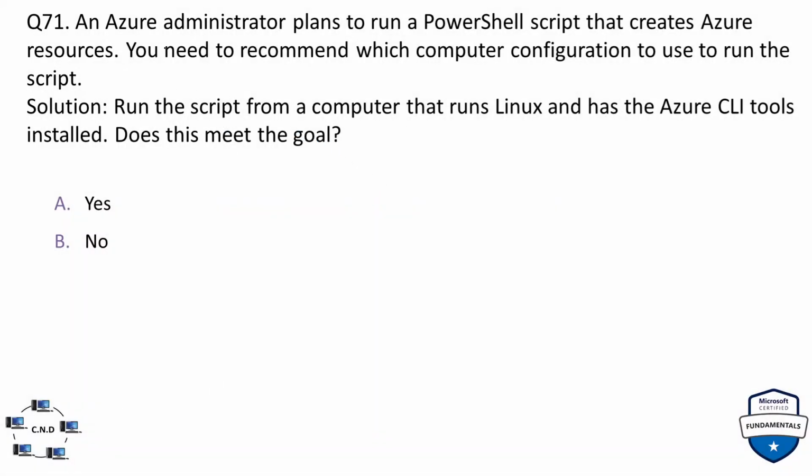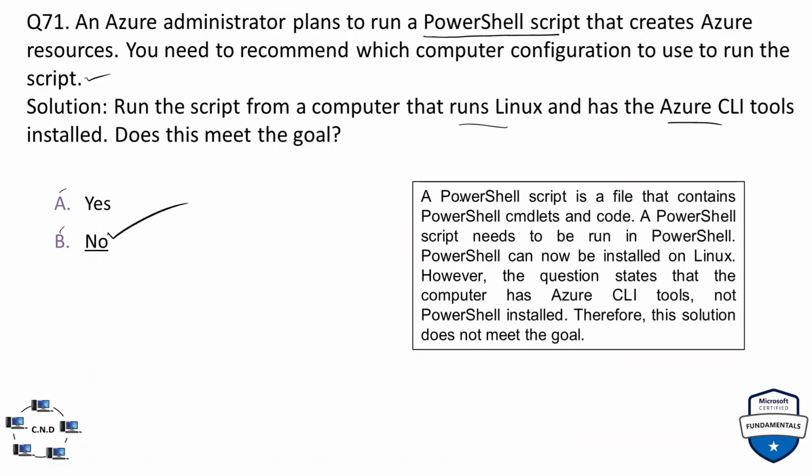Question number 71 is that an Azure administrator plans to run a PowerShell script that creates Azure resources. You need to recommend which computer configuration to use to run the script. Solution: run the script from a computer that runs Linux and has the Azure CLI tools installed. Does this meet the goal? The options are A, yes, B, no, and the correct option is no.